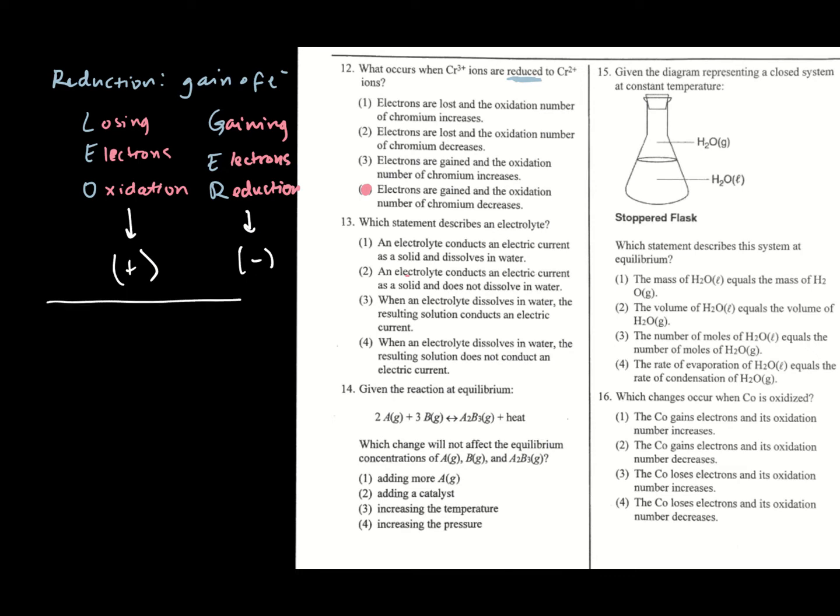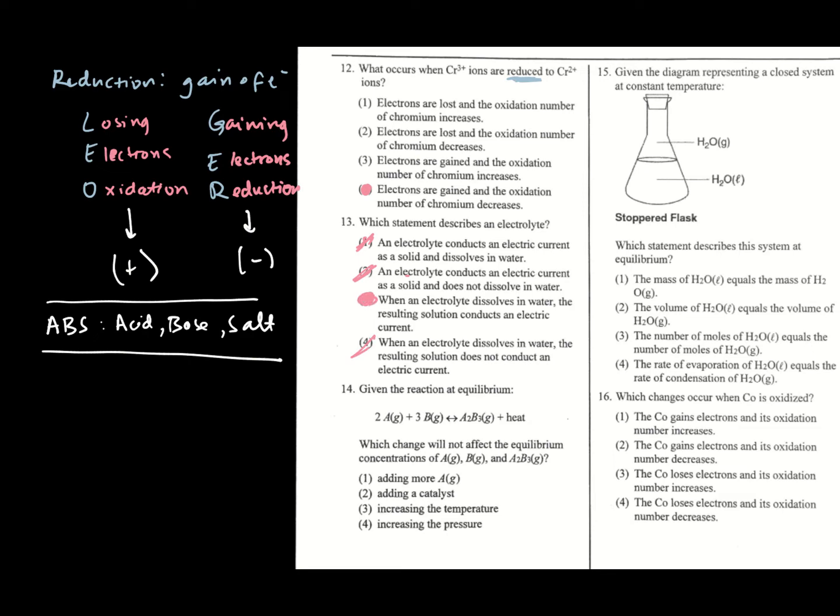Number 13. Which statement describes an electrolyte? So electrolytes, by definition, conduct electricity. But that's if you dissolve the substance, that electrolyte, in water. ABS: acid, base, salt. These are all the different types of electrolytes to remember. So an electrolyte conducts electricity if you take these substances and dissolve them in water. So they cannot conduct electricity as solids. That's not choice 1. Cannot conduct electricity as a solid either. So it has to dissolve in water, and it can conduct electricity in its dissolved state.